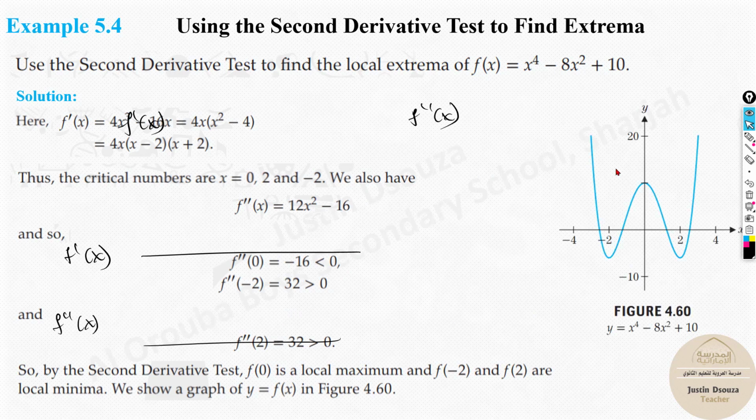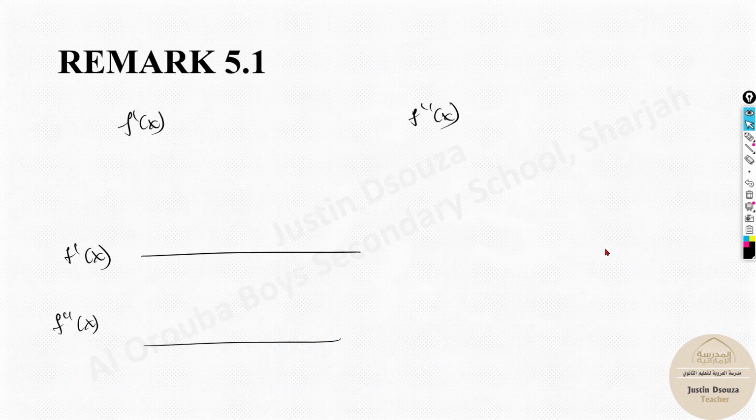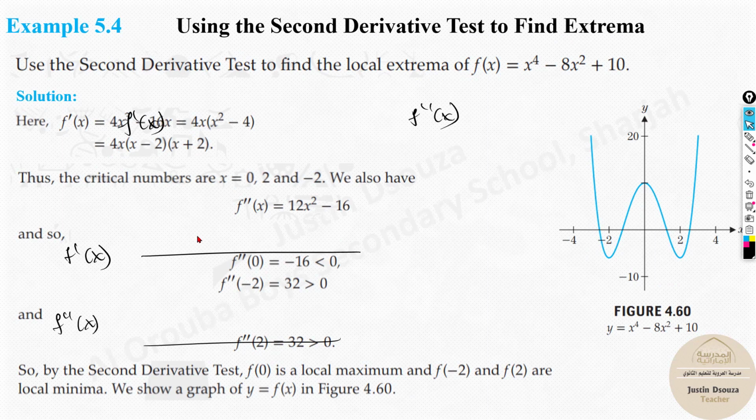Over here, you can see the first derivative, second derivative, and then this is the graph. Now over here, they have not done the number line. They have directly done it, because they have just asked you to find local extrema. That's the reason. So you directly do the second derivative and check whether it's greater than 0 or less than 0.